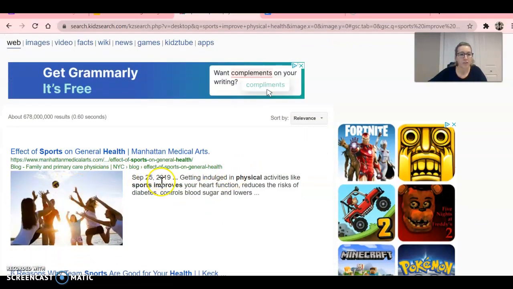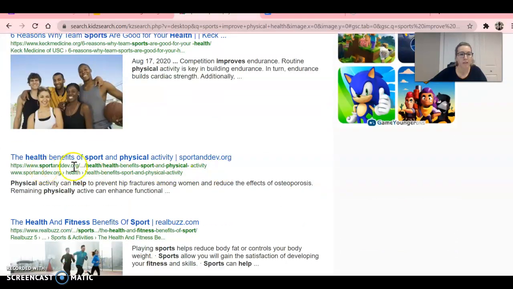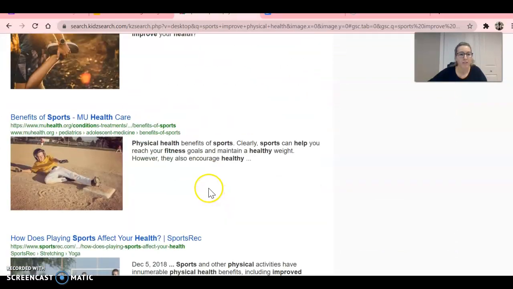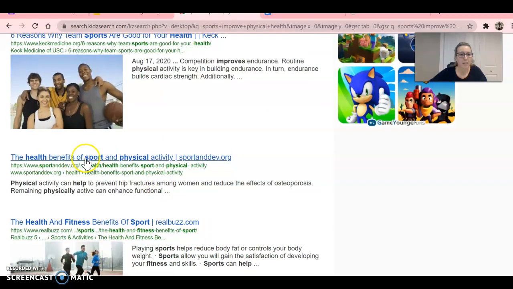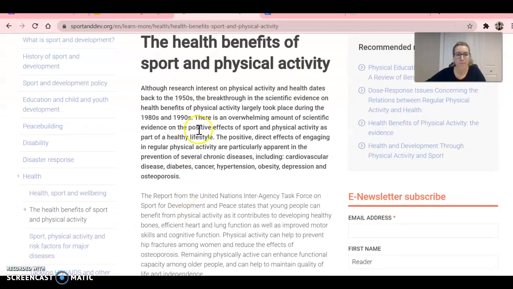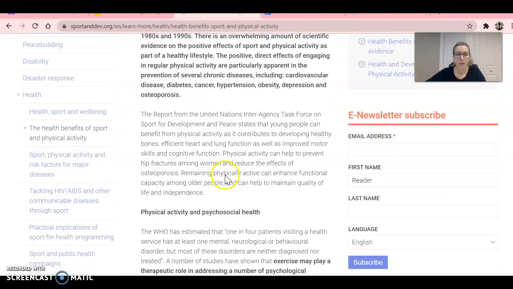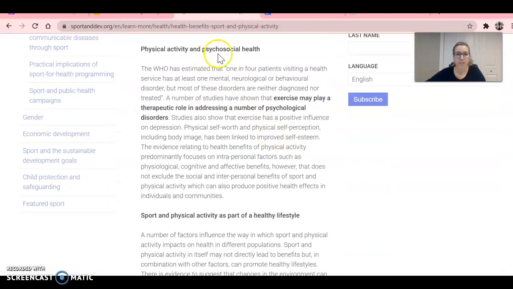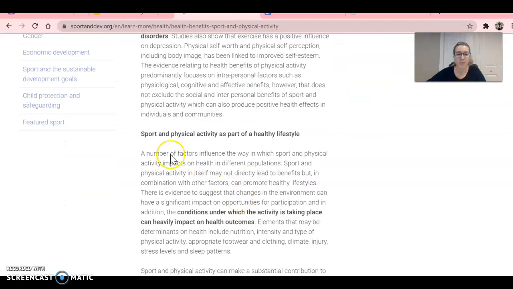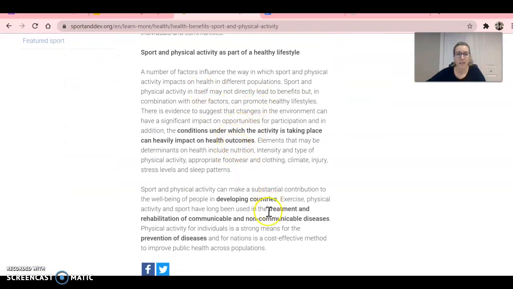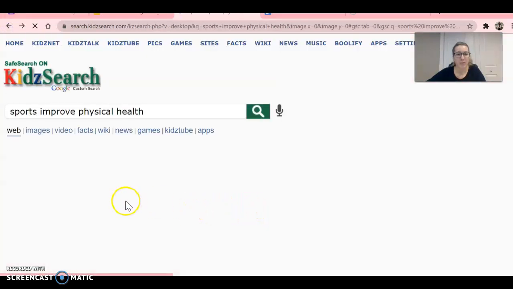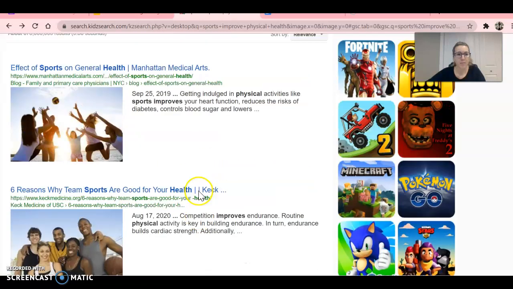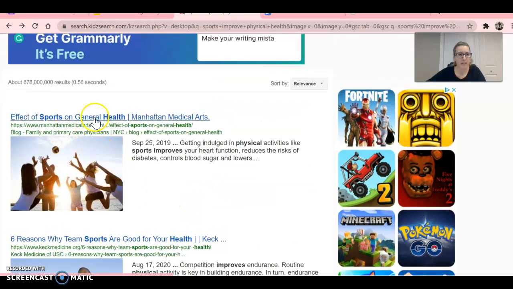Effect of sports on general health, 6 reasons why they're good, health benefits. Okay, let's check out one of these websites. So health benefits of sports and physical activity. No research. Okay, so let's try physical activity and psychosocial health. That has to do with the brain, healthy lifestyle. All right, so I'm not seeing much on here that I'd like to use. Let me try going back. Sometimes you might come across a website that's not necessarily going to be very beneficial to you, and that's okay.